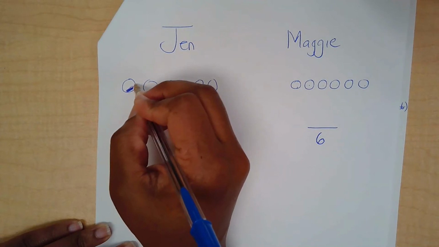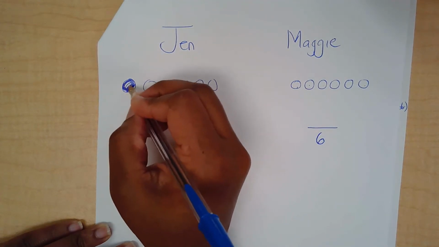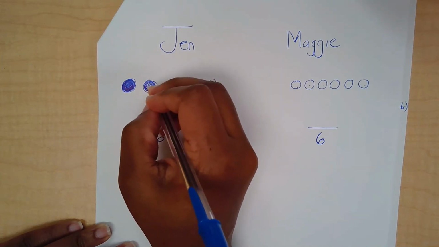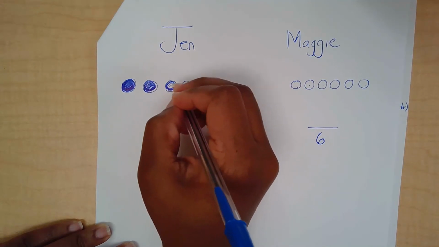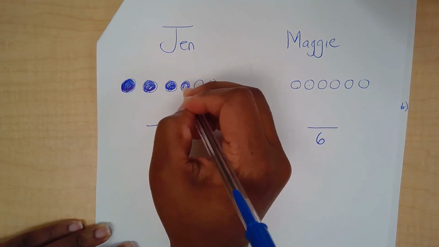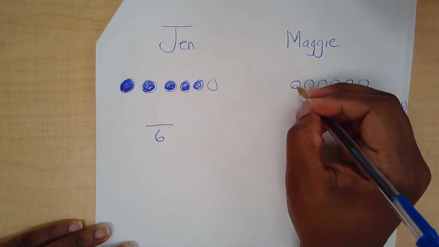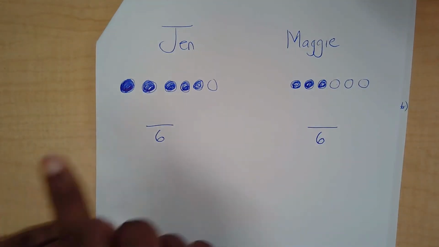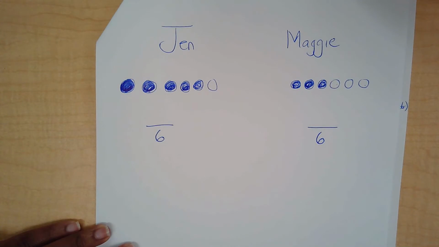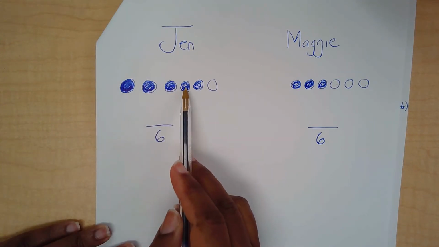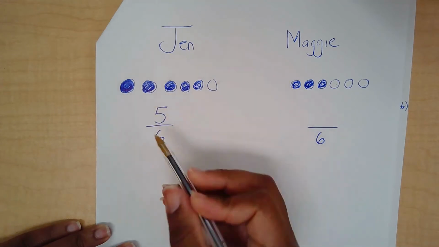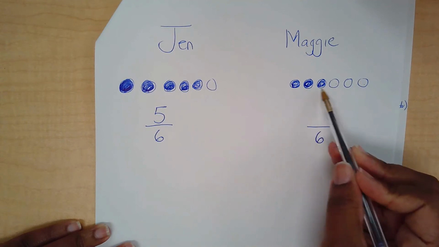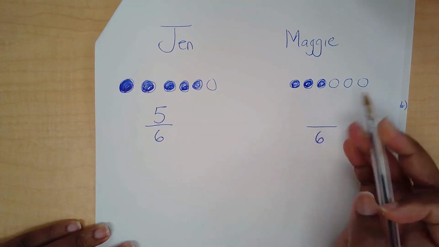Now, the ones that I'm going to shade are blue. So we're going to see what fraction of the buttons are blue for Jen and what fraction are blue for Maggie. So what fraction of the buttons are blue for Jen? Well, let's count. 1, 2, 3, 4, 5. 5 out of 6. 5/6. And what fraction are blue for Maggie? 1, 2, 3.